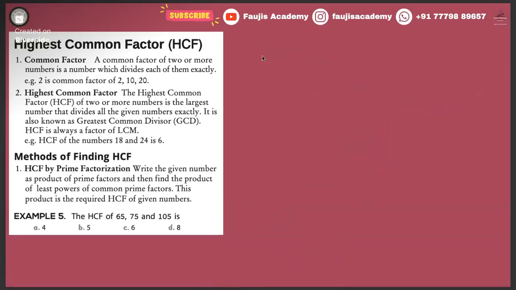Let's try to understand with the given example over here. 65, 75, and 105. 65 can be written in its prime factorization form, guys. Tell fast, guys. How will you write 65 in the prime factorization form? Grab the chance and speak. Others won't let you speak at SSB, I tell you.